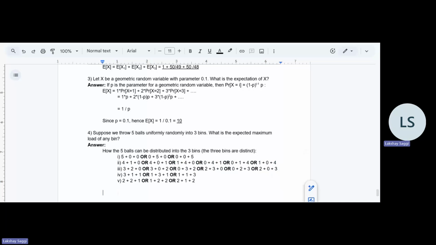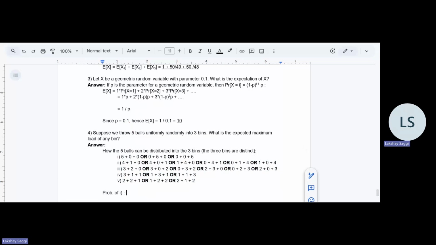So now, what's the probability that case one occurs? Essentially, what will be the expected maximum load of any bin? The expected maximum load will be, in this case, the load is 5. So 5 times the probability that this case occurs, plus 4 times the probability that this case occurs, plus 3 times the probability that this case occurs, plus 2 times the probability that this case occurs.